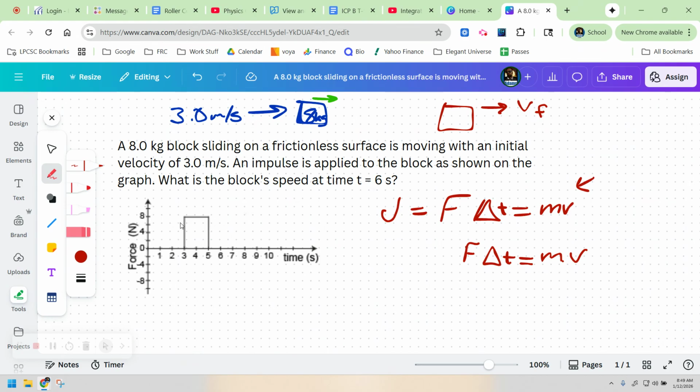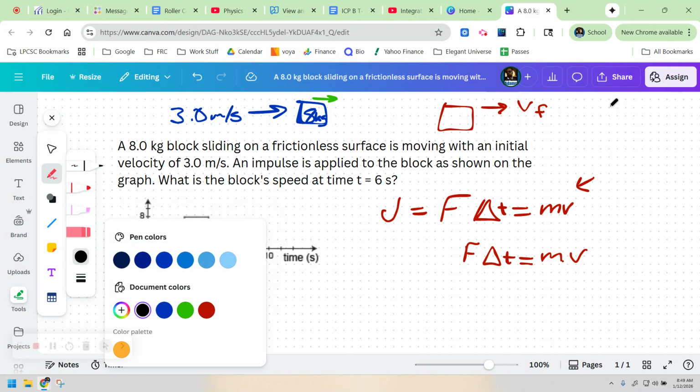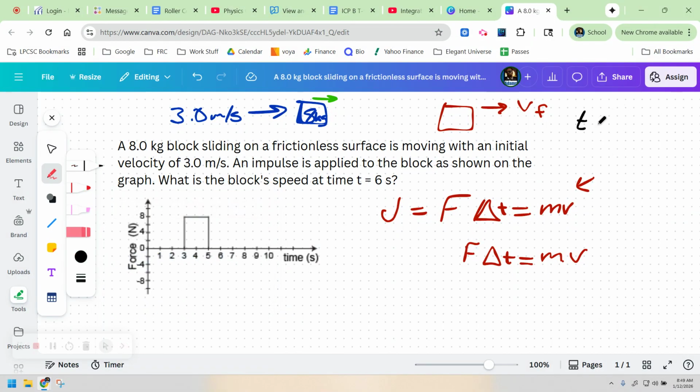Well, I happen to know that the time, I can figure that out. I can figure out the force, because that's in the graph, right? We have the time here and we have the force here. So I got to figure out what that is. I know what the mass is. The mass is 8 kilograms, right? So I'll write that down over here. The mass is equal to 8 kilograms.